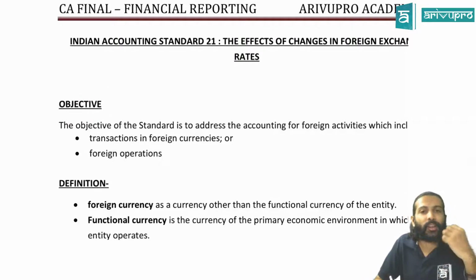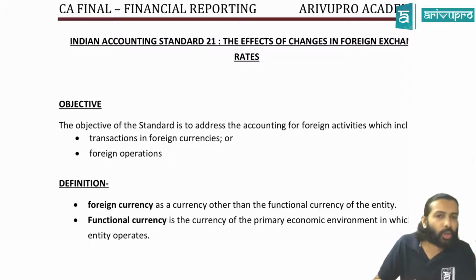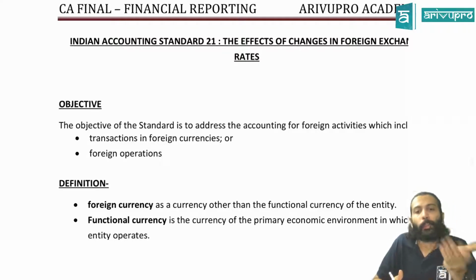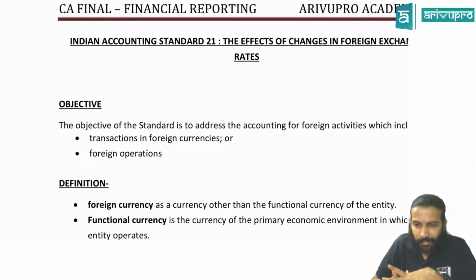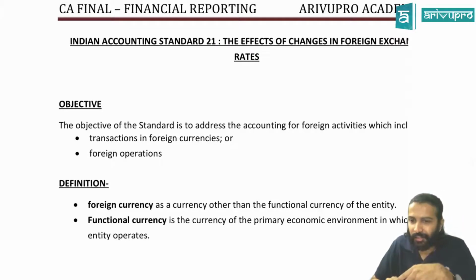This standard is trying to cover two things. One, if you have any foreign currency transaction, let's say you sold goods to a foreign debtor or you purchased goods from a foreign creditor, how should you account for that in your books? Because the currency will be different.